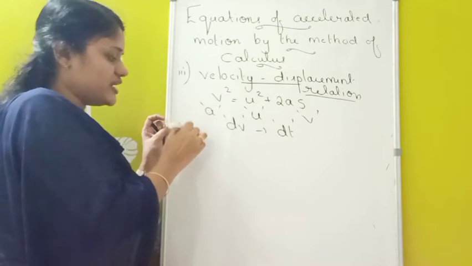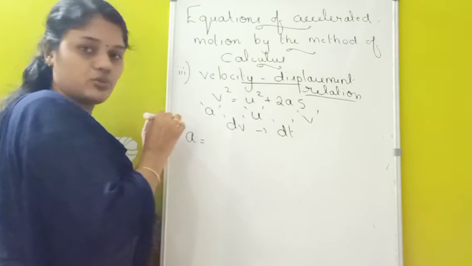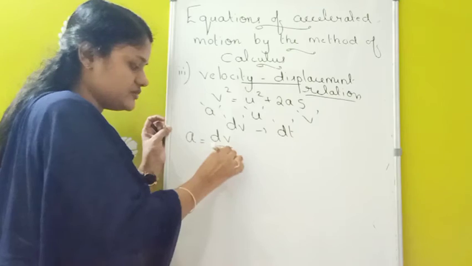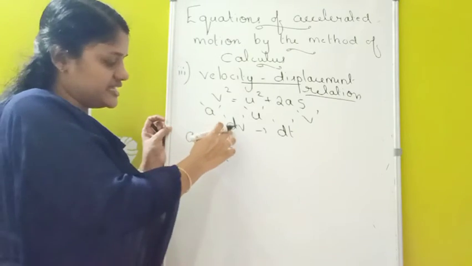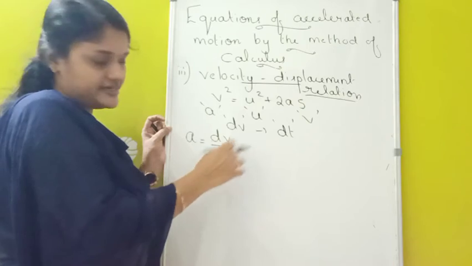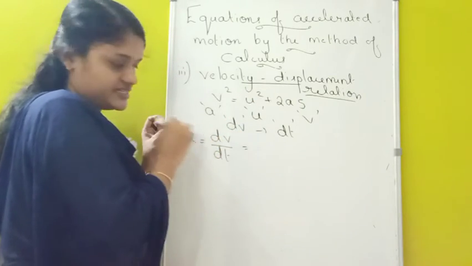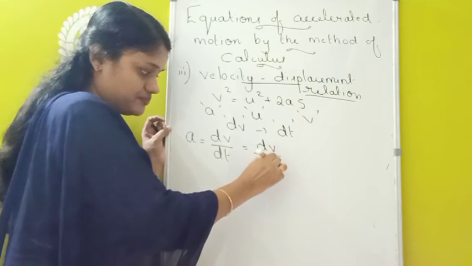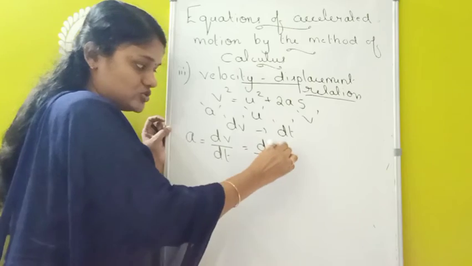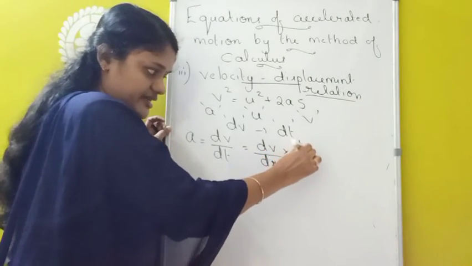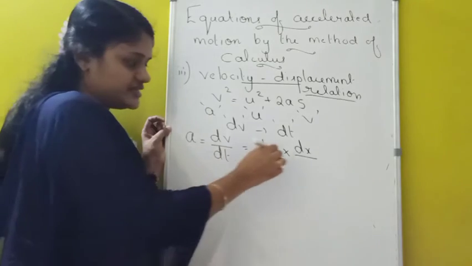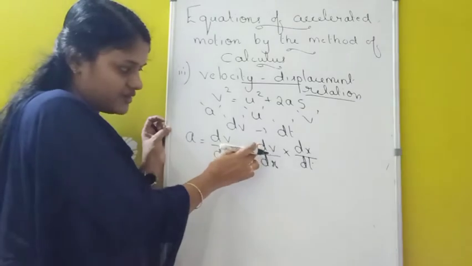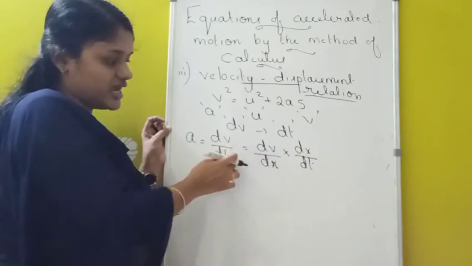Now how will you write this acceleration? a equals, what is the formula? Change in velocity by time. So dv by dt. I am writing this same relation as dv divided by dx, and multiplying by dx divided by dt. What will happen is this dx and dx will cancel, and remaining we have dv by dt. That is the same thing only, this value will not change.